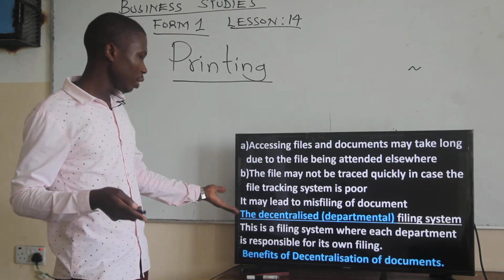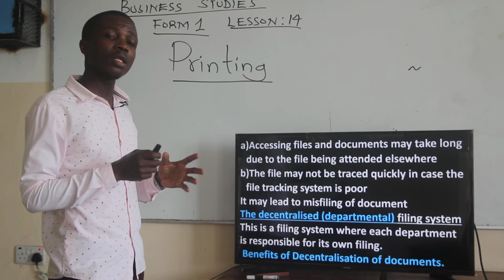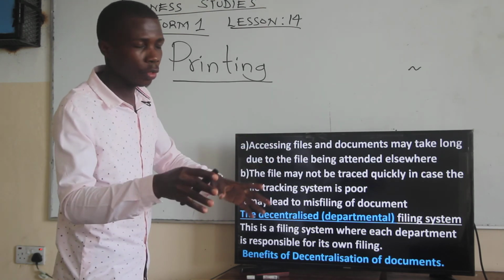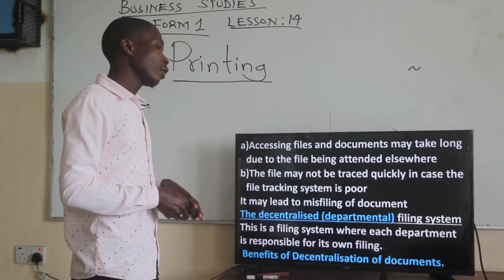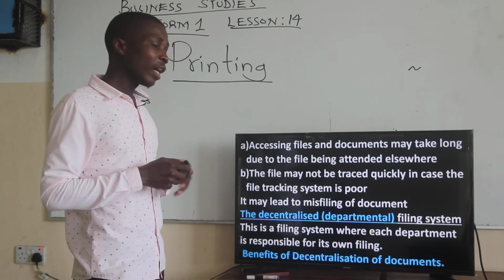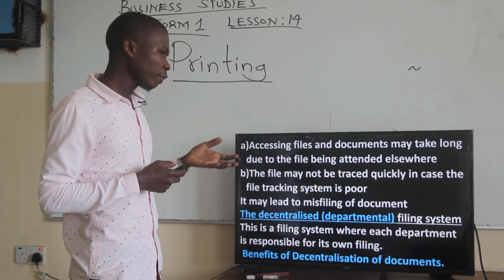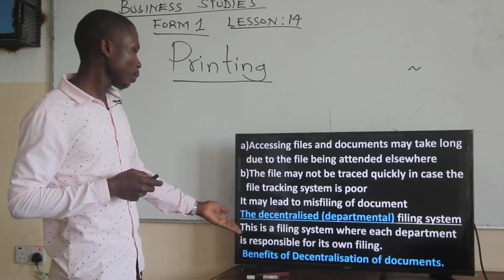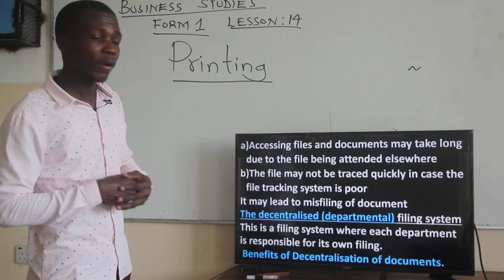Then after that, we have the decentralized filing system. This is where files are categorized into different departments. Each and every department is accountable for its own activities on the files that it has. So this is a filing system whereby each department is responsible for its own filing.